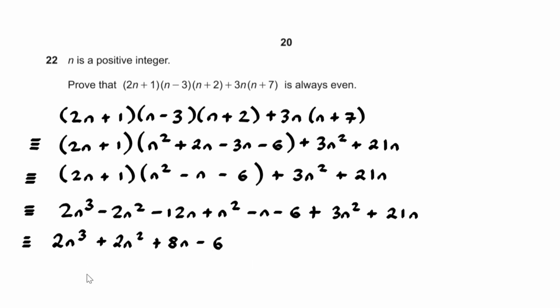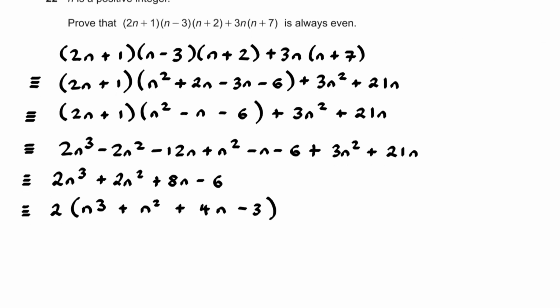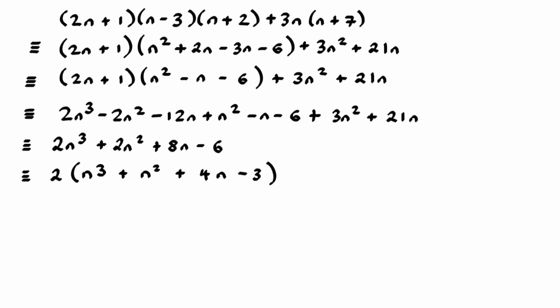We want to show that this result is even. So now if I factorize out a 2, I would have n cubed plus n squared plus 4n subtract 3. So this is my final answer. And so what we can say over here then is we have something which is 2 times by an integer, and therefore this expression is even for all positive integers of n.